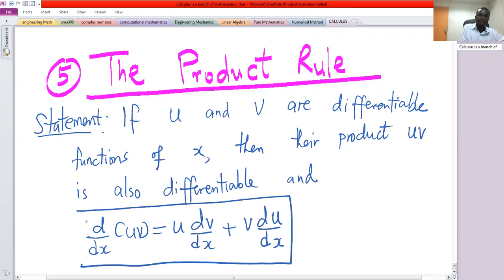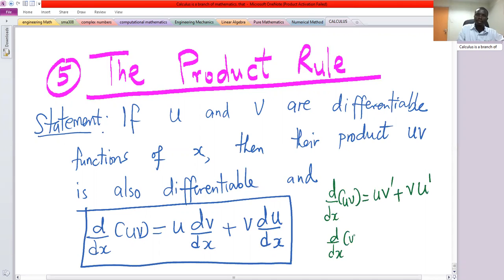So this is the product rule. Some people write it as d/dx of uv equals u v prime plus v u prime, or some write d/dx of uv equals u prime v plus v prime u. All these are the same things.